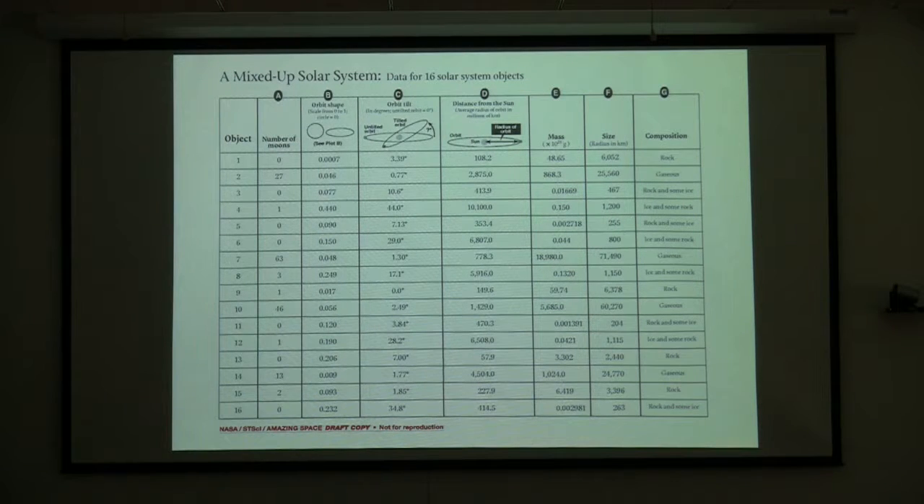The size in column F is the radius in kilometers. And column G is not mathematical, it is verbal. It is composition, and there are 4 different compositions: rock, gaseous, rock and some ice, ice and some rock.